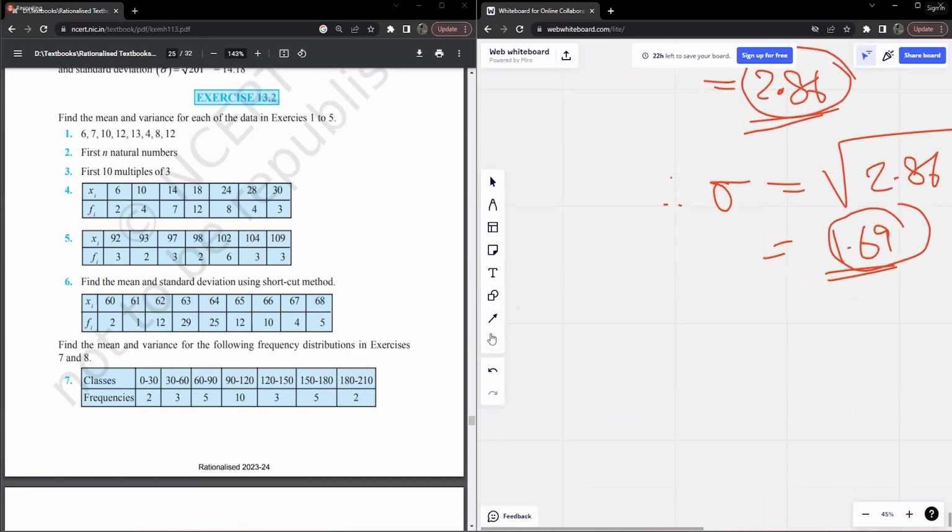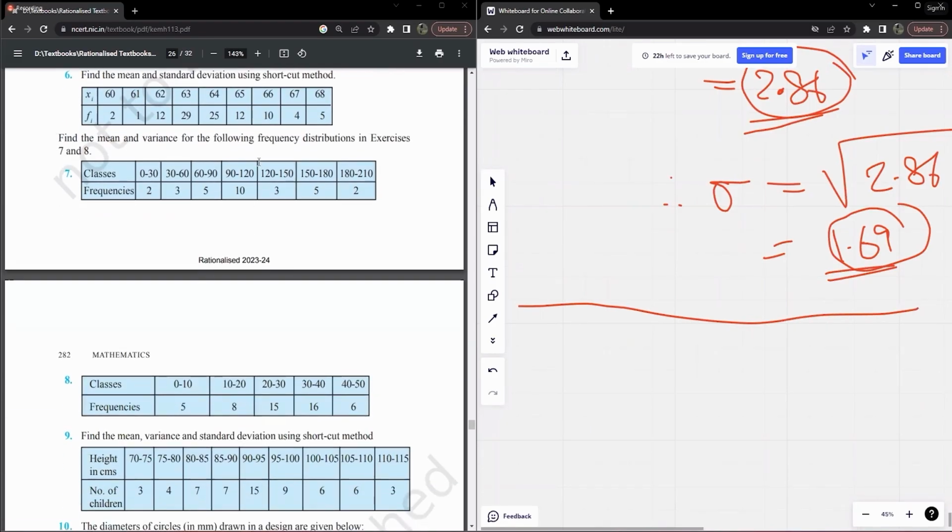All right, that takes care of this question. Go to question number 7, 8, 9, 10. Find the mean and variance for the following frequency distributions.